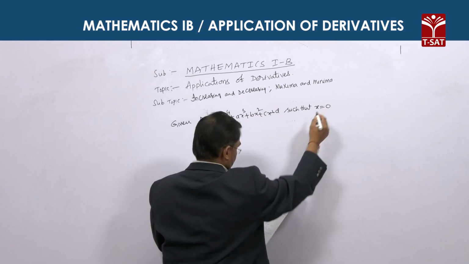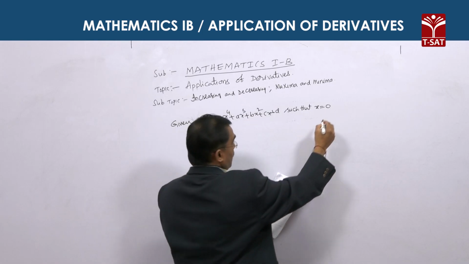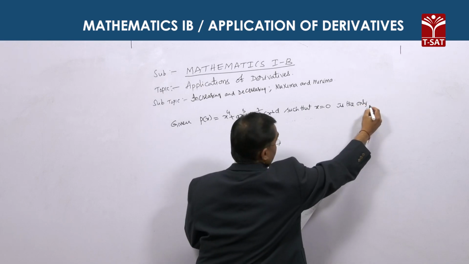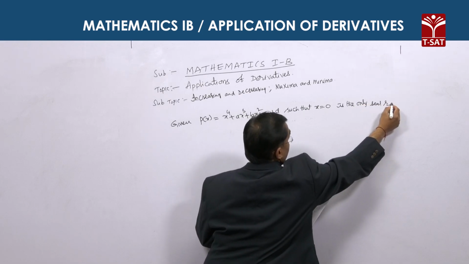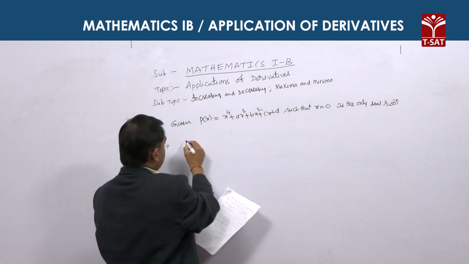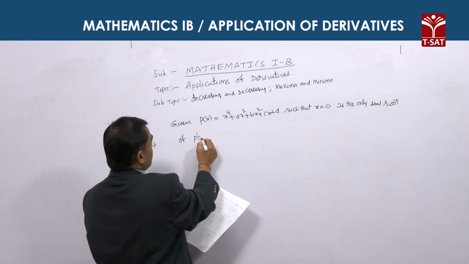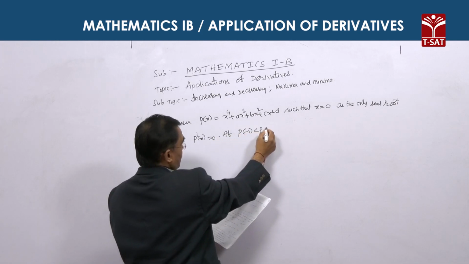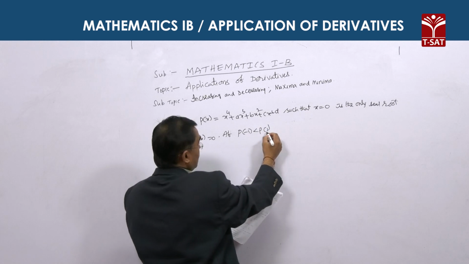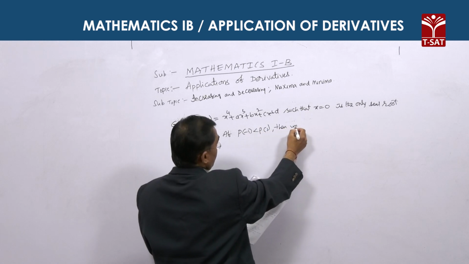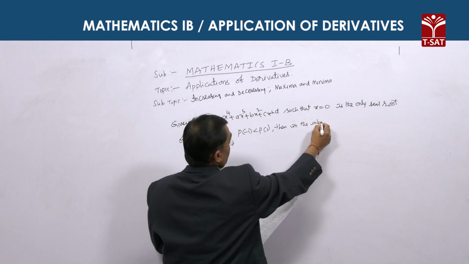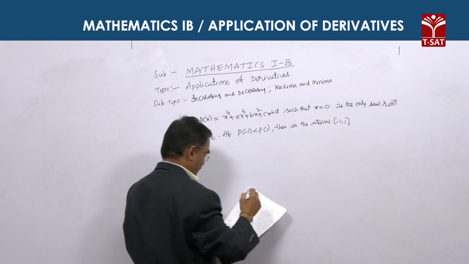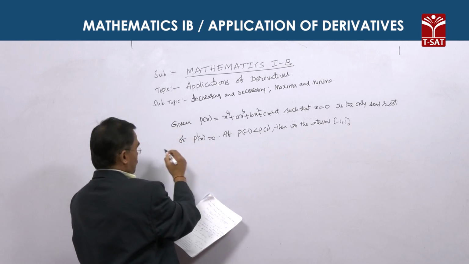x = 0 is the only real root of p'(x) = 0, if p(−1) < p(1), then in the interval [−1, 1], the four responses here.